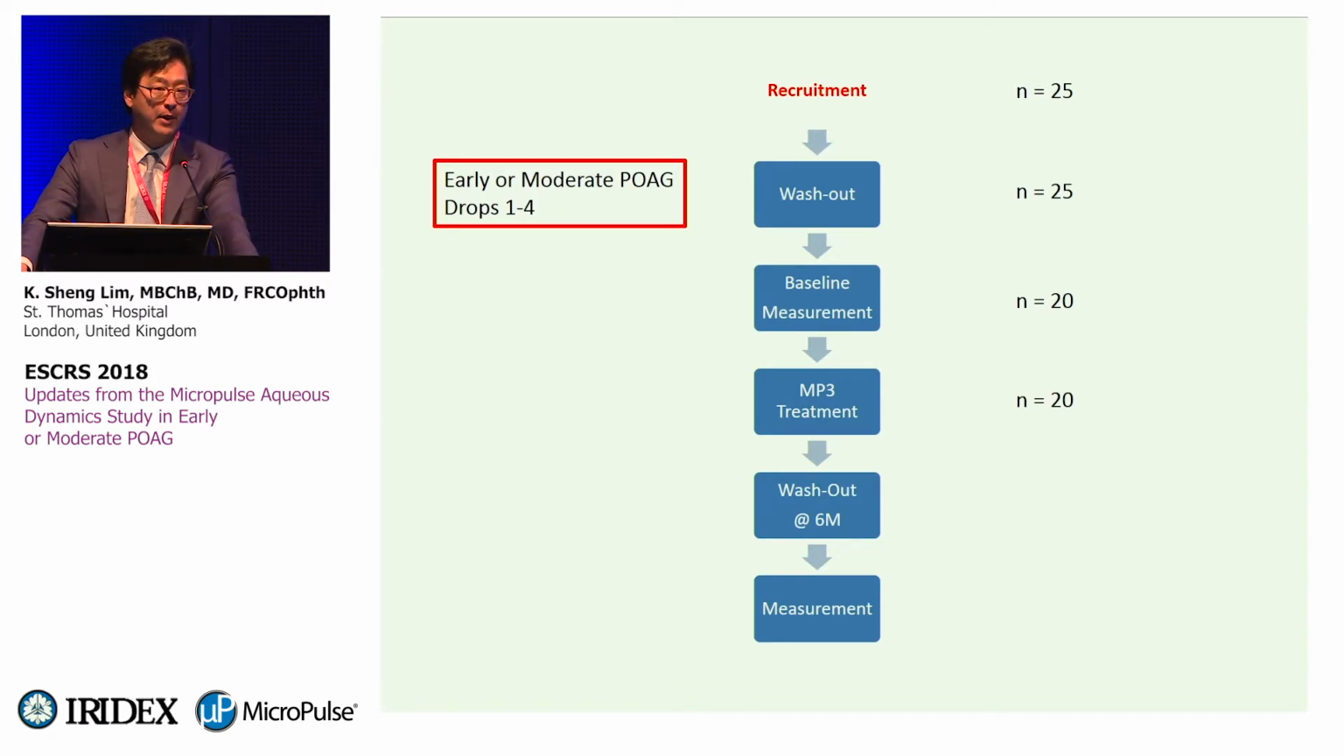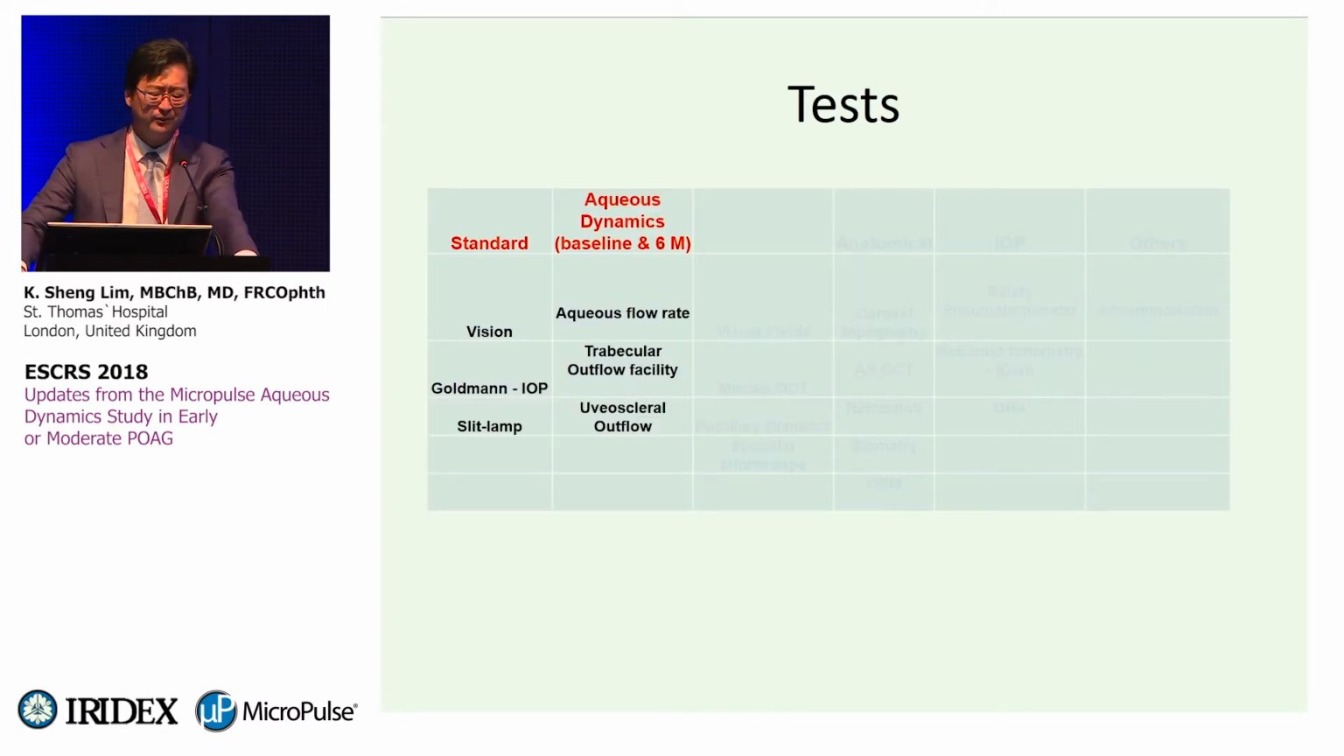We wash them out of the medication, and after a month, they have a baseline measurement of the aqueous flow and outflow facility. We were hoping that at 6 months, which we will do, there will be washout again of all their glaucoma medication if they're back on any, and then we remeasure the aqueous production again, and outflow facility, and all the other parameters to see what's the exact mechanism of action of MicroPulse laser.